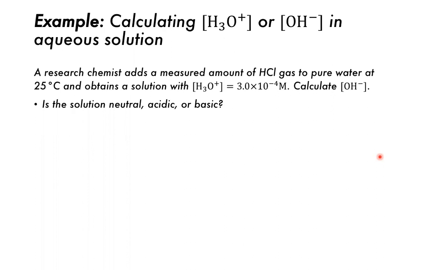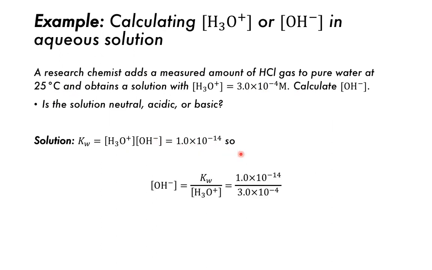First of all, we want to know, is the solution going to be neutral, acidic, or basic? This concentration of H3O+ ions is quite high, so it's probably going to be acidic. Remember that it's pure water and it's 25 degrees Celsius, which means that we can, in fact, use our Kw in this calculation. So Kw is equal to 1.0 times 10 to the minus 14. That means the hydroxide concentration is going to be equal to Kw over the concentration of H3O+, which is 1.0 times 10 to the minus 14 over the concentration of H3O+, which means that the concentration of OH- is going to be 3.3 times 10 to the minus 11, which is very, very small.